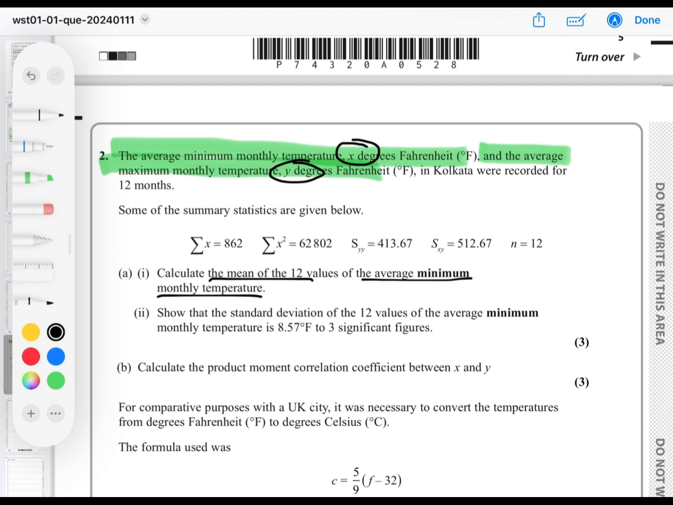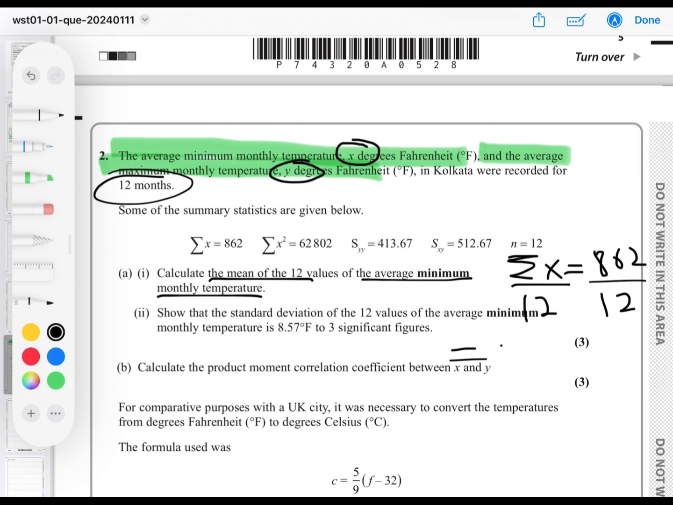The formula for the mean is the sum, which is 862, upon the total months, 12 here. So the answer is 71.8.